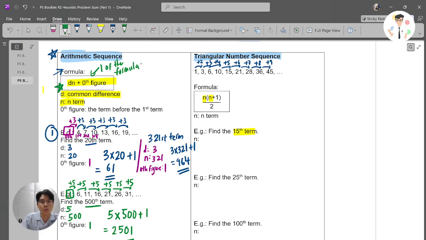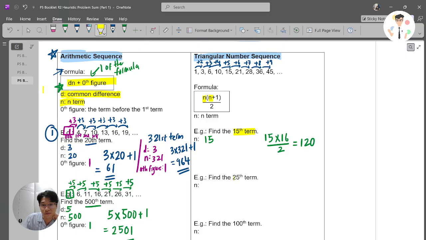So in this case, what is my n? 15. The parenthesis means times. 1 more than 15 is what? 16, no? So 15 times 16 divided by 2. And that's equal to what? That's equal to 120.